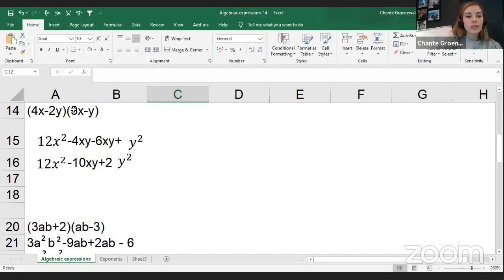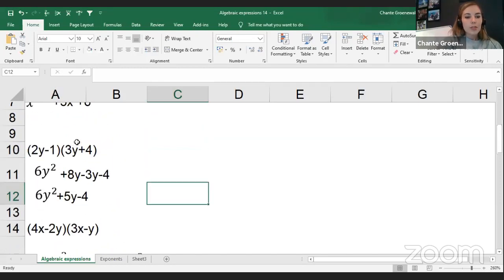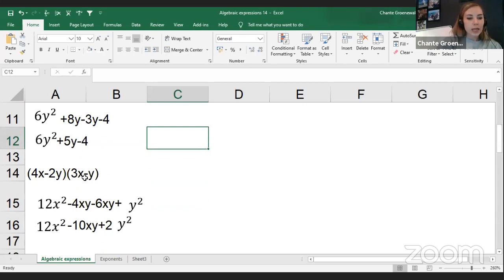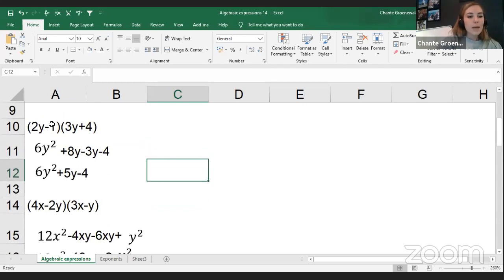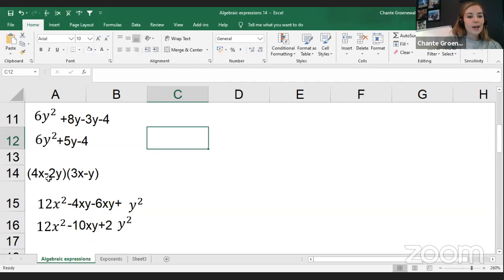How come? The same as we did here. The reason I'm showing you this one again is, can you see my symbols are changing? So here I had a minus and a plus, where here I have a minus and a minus. Okay, so can you see that my negative will increase?